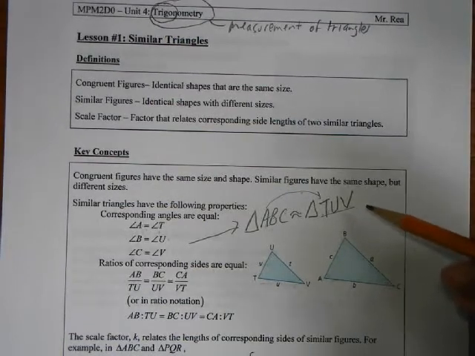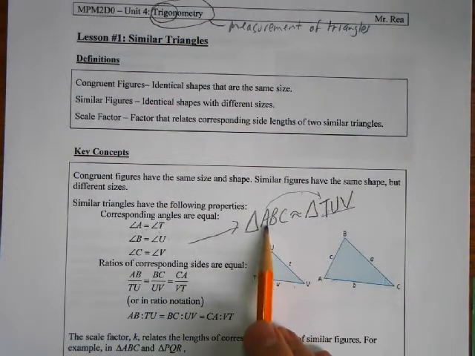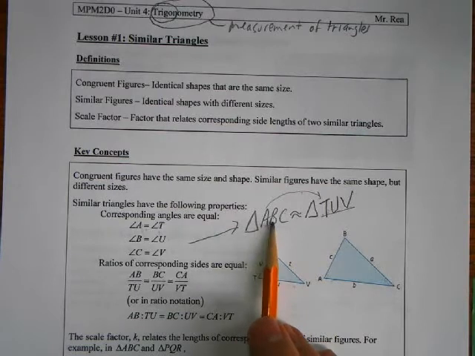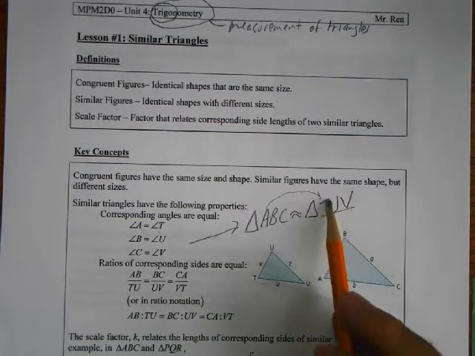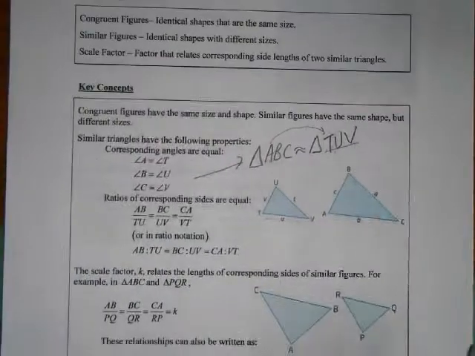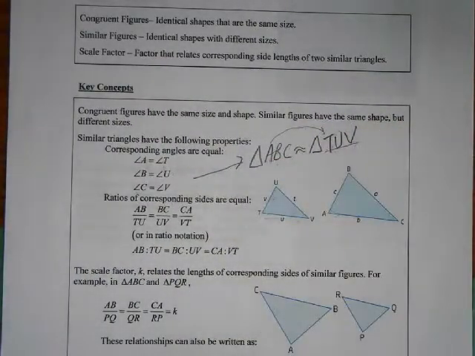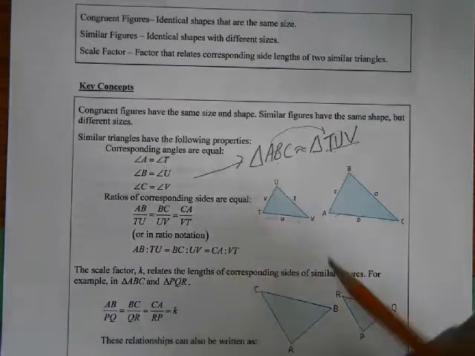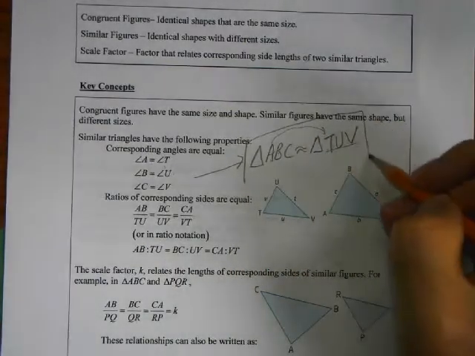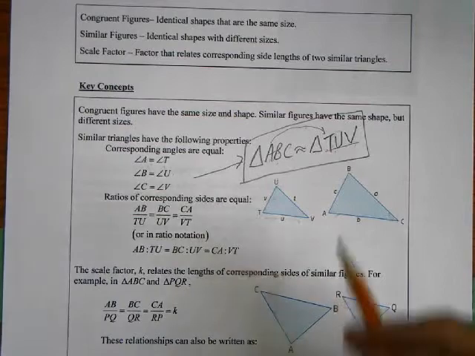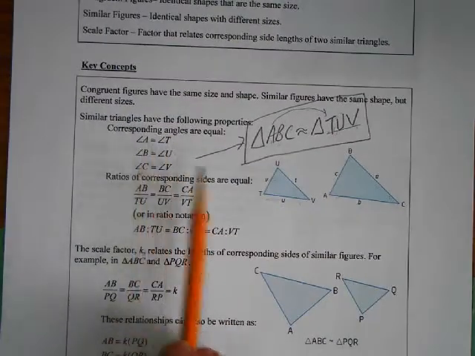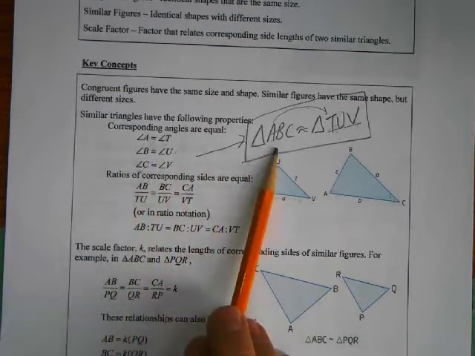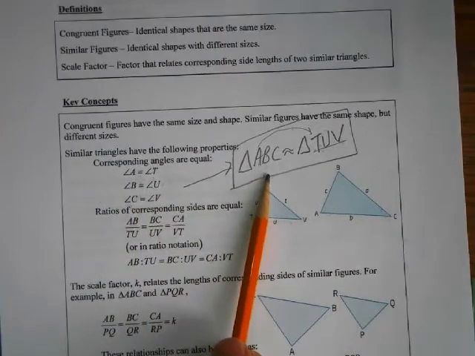And I could have written this in any order I wanted. I could have said BAC is similar to triangle UTV because I have to switch the order of those two. So that's how you make a statement about whether two triangles are similar. So very important. Now, if you know that three pairs of angles match up, then you can say these two triangles are similar.